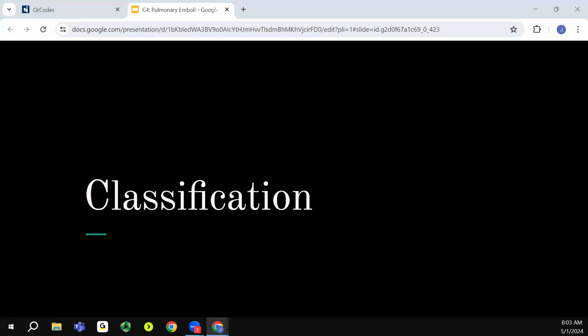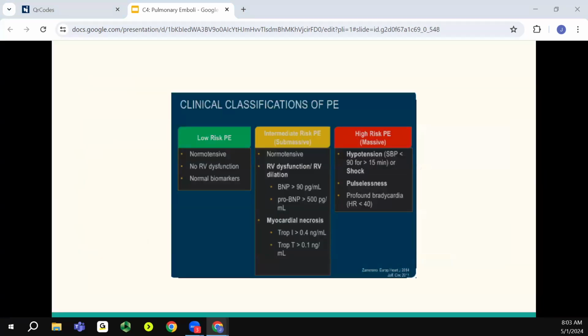All right. So we'll start with classification. When I was in med school, I learned a classification like this that I think many of us learned as well. Risk stratifying into low risk, intermediate risk, or high risk, the massive and submassive categories. The low risk people are the folks that are normotensive and have no signs or symptoms of RV dysfunction. These are the people that largely can go home straight from the ED, as long as they can take care of themselves and have access to anticoagulation.